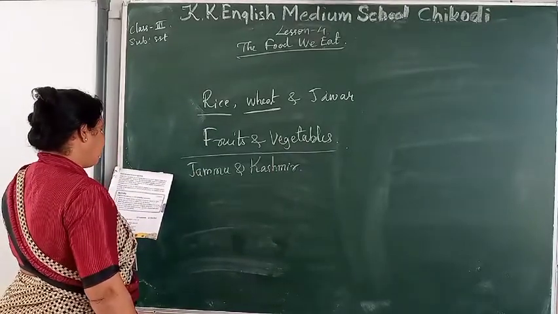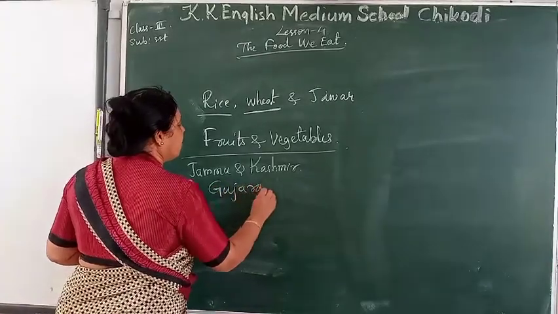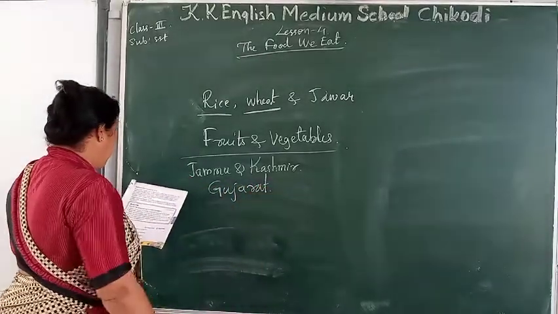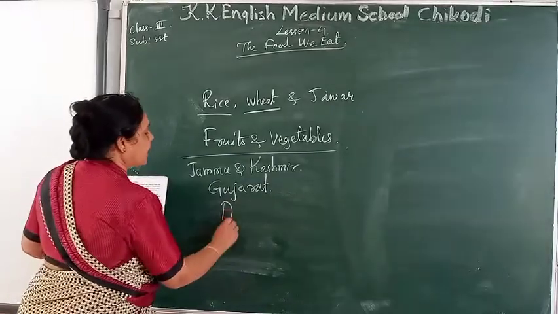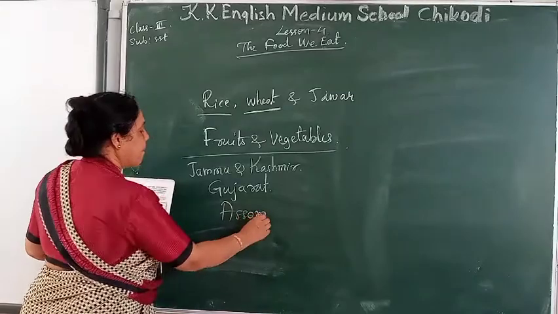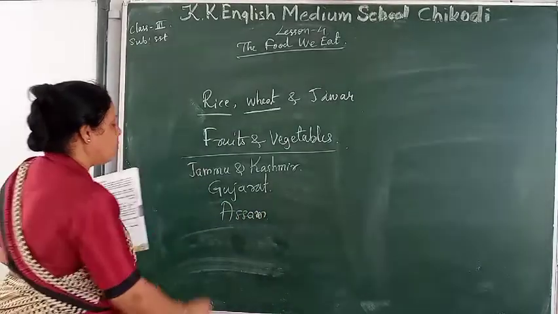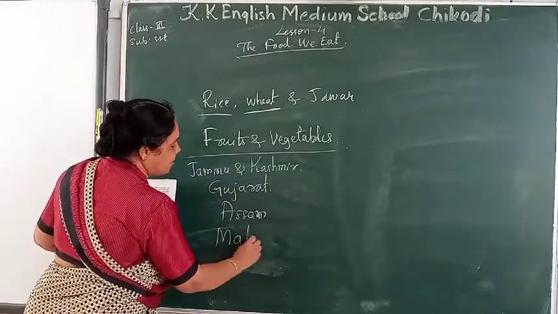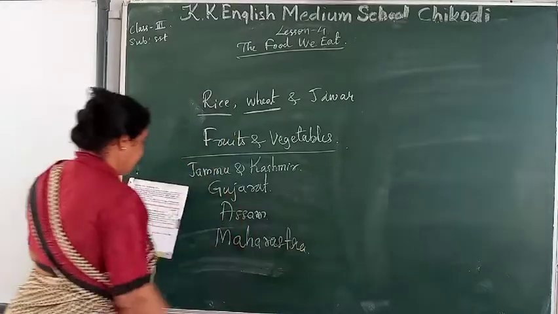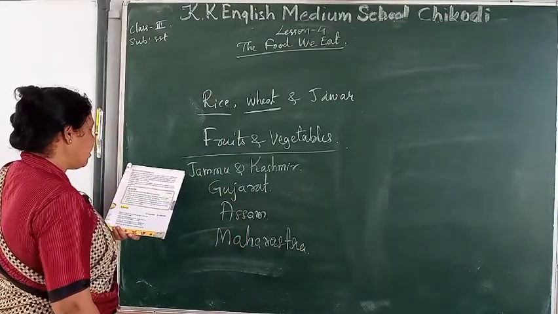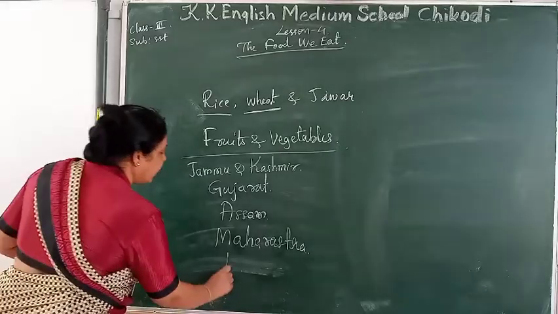Name the state which is famous for its coconuts. Is Gujarat. Gujarat is famous for coconuts. Then name the northeastern state of India which is famous for its tea. Is Assam. Next, name the state where Alphonso mangoes are grown. Most famous is Maharashtra. Next, name one state where bamboo, rice, and coconut are used for cooking various dishes. Is Kerala.